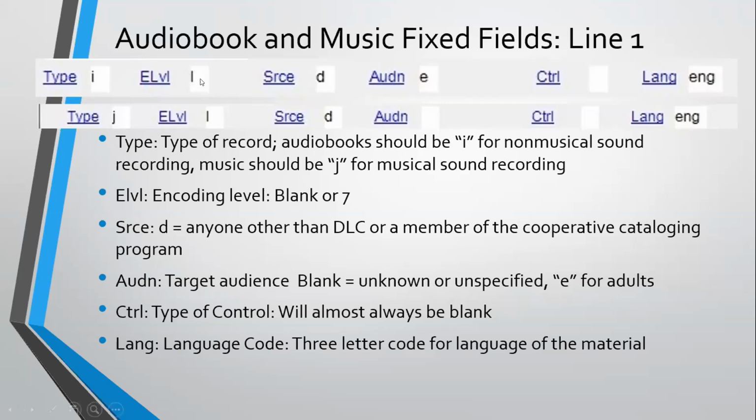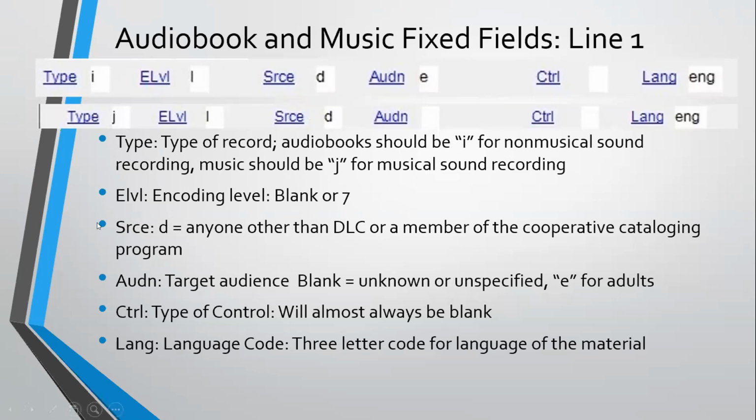Okay, so for the encoding level, you can see it's I here, but that is actually the OCLC code for full level, and so now we're transitioning over to blank for full level. So that's something that's changed just recently. I is still acceptable, but OCLC will be making that change.